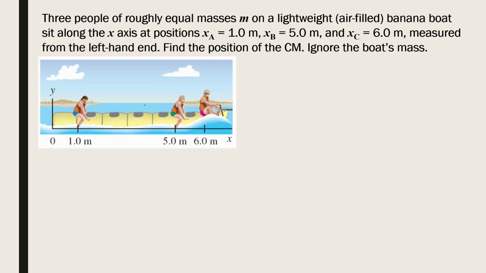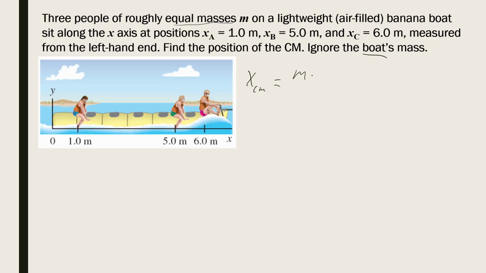Alright, let's look at a little bit more complex example. We now have 3 particles, or people that we are assuming are particles, located at different points along this thing called a boat, apparently. And we're going to ignore the mass of the boat in this situation, and we want to find the center of mass of these 3 people, assuming that they are roughly equal mass. So x center of mass is the location. We're going to have the mass of one of them, and we can just call it m because we're not given the mass, and you can probably guess what's going to happen.